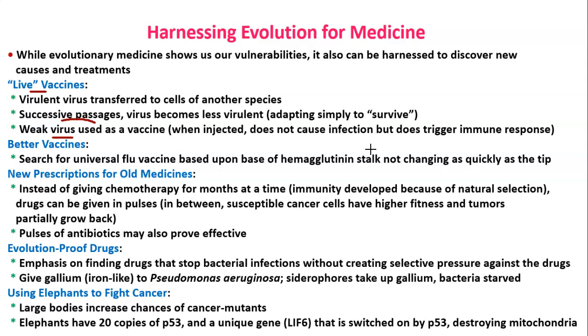We're also able to make better vaccines. So, for example, the search for a universal flu vaccine, instead of giving a new flu vaccine every year, because of the ever-evolving tips of the hemagglutinin protein on the influenza virus, which changes very rapidly, and that's why we need to develop new vaccines every year. The base of the hemagglutinin stock, that protein stock, does not change as quickly. Any mutations that affect the base of that stock tend to be eliminated pretty rapidly.